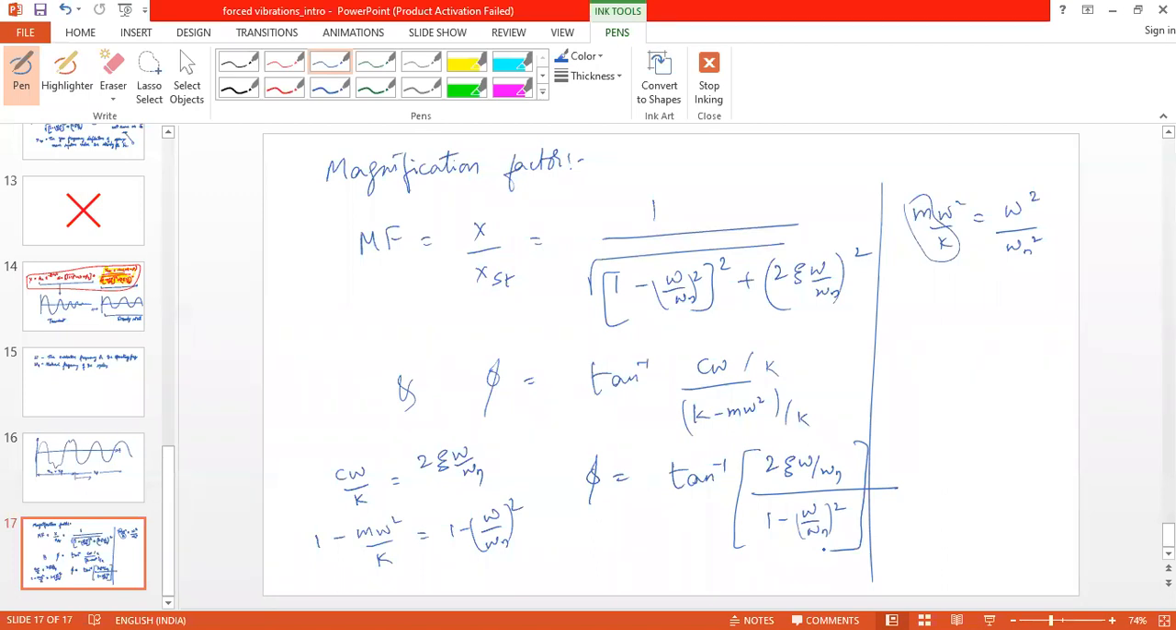Any doubt in this? No sir. So now we can have some problems to solve on this magnification factor and the value of phi. That is, if the operating frequency is something and the system has the mass, the stiffness and the damper, then what happens to the response? We can have so many numerical examples for those values.